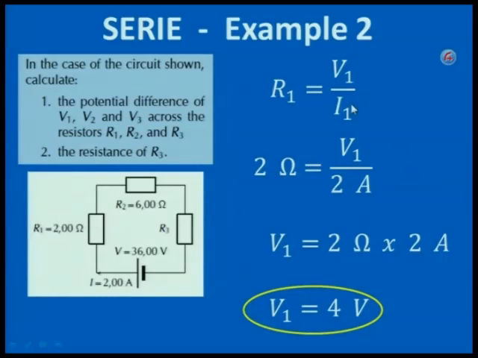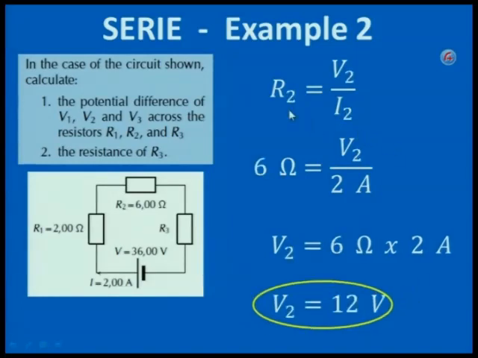And I1, which is the current flowing through all 3 resistors, because it's the same current through all of them, is 2 amperes. So V1 would be 2 ohms multiplied by 2 amperes, giving you 4 volts. Then you do exactly the same for R2. R2 is V2 divided by I2. R2 is 6 ohms. You get that from the question. I2 is 2 amperes, which you get from the question. V2 is then 6 ohms multiplied by 2 amperes, which gives you 12 volts.